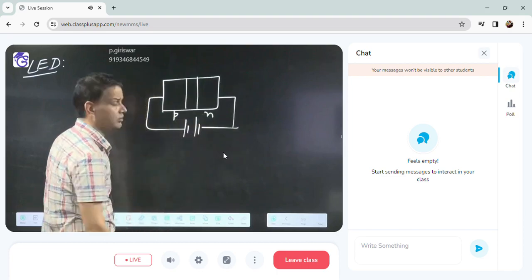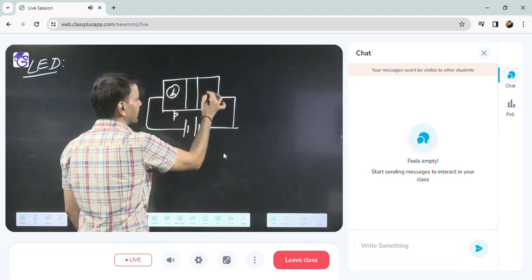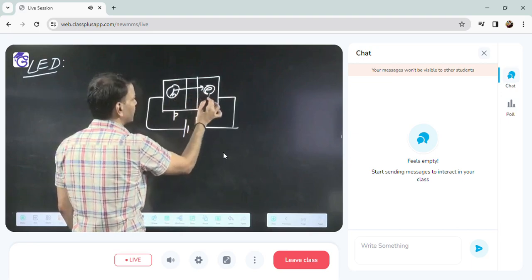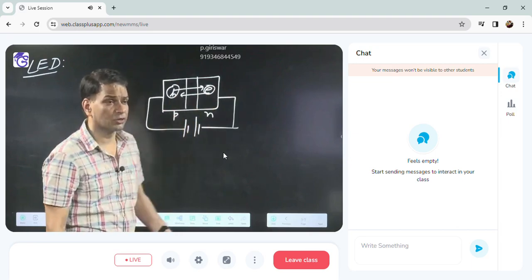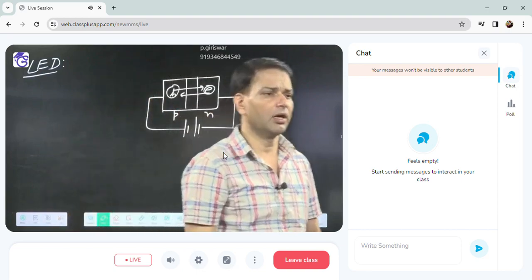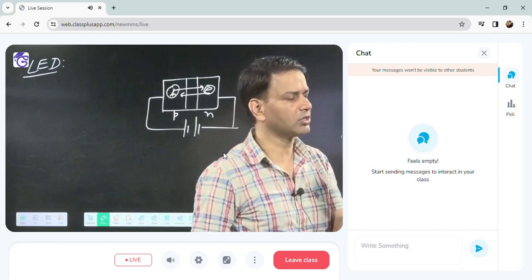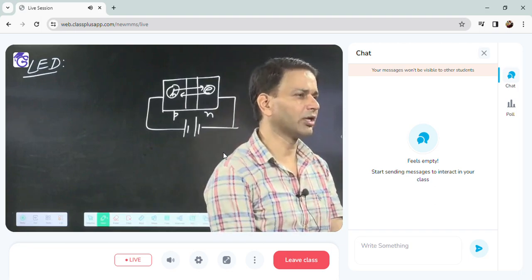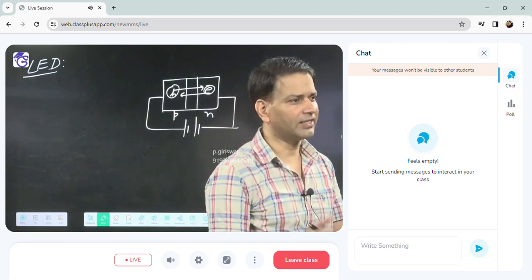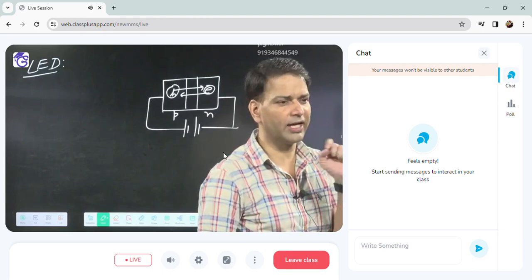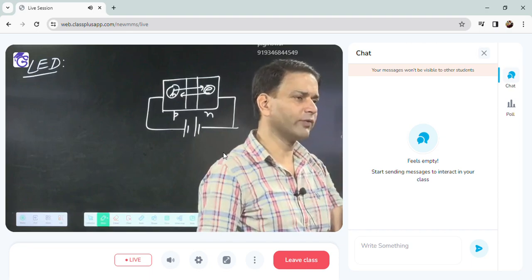On the P side, who is the majority? Holes are the majority. On the N side, who is the majority? Electrons. So due to the forward biasing, majority holes will go this side, majority electrons will go this side. What happens before biasing? Minorities are in equilibrium. On the N side the minority was hole and on the P side the minority was electron. But when they start flowing due to the forward bias, minority holes will increase in the N side and minority electrons will increase in the P side.